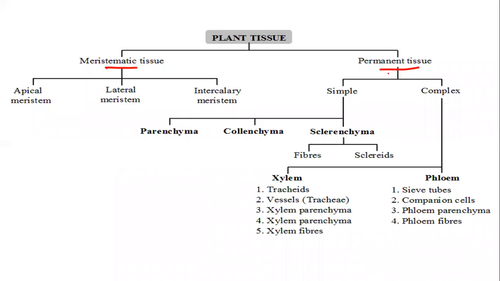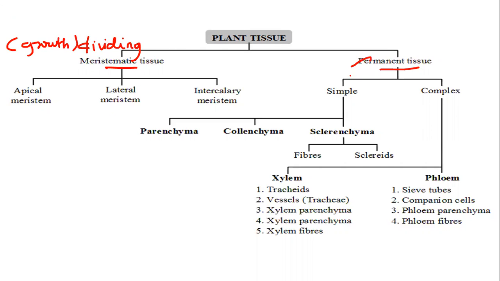Meristematic tissue is where the cells will be dividing, which means growth occurs. When a plant is growing, it has meristematic tissue. The plant will grow only in the meristematic phase. Once the growth is done, those meristematic tissues will be converted into permanent tissues.